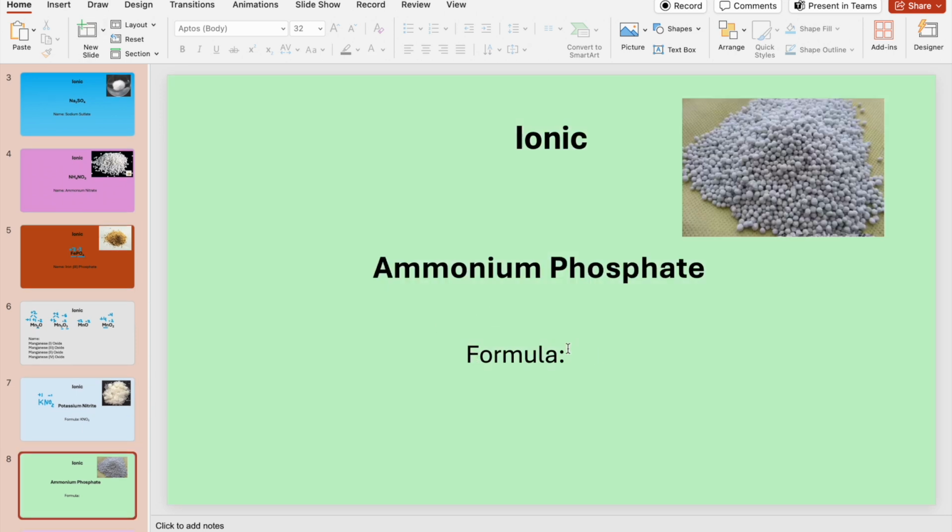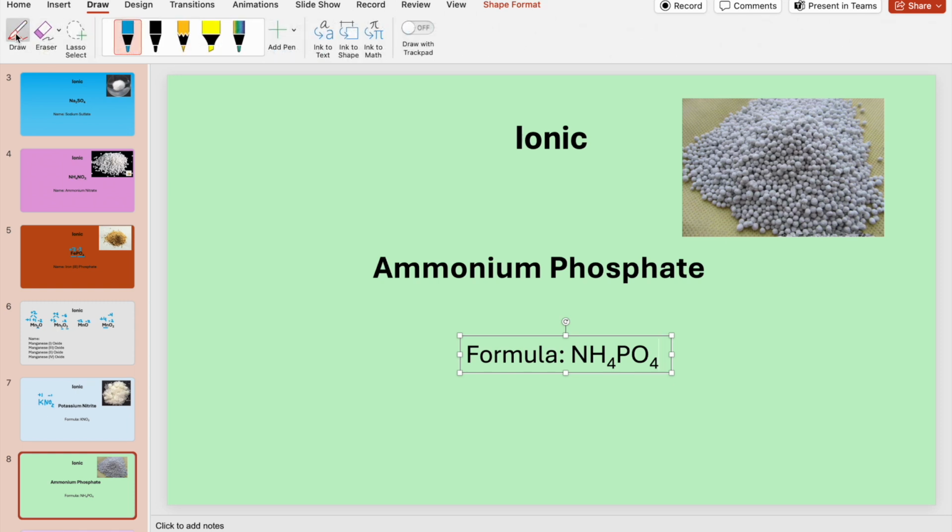Ammonium phosphate. Well, this one's fun. So ammonium is NH4. That comes from your periodic table. The problem is phosphate is PO4, and it has a charge of -3. So, uh-oh, here we go. If phosphate is -3, ammonium's +1, okay, you're going to need 3 ammoniums. Now, how do you do that? You have to put ammonium in parentheses. Otherwise, this isn't going to work.